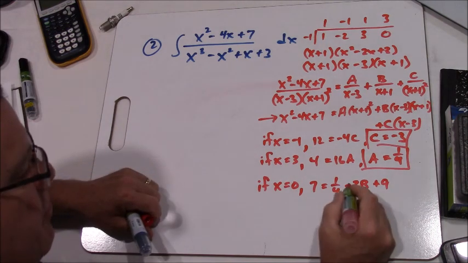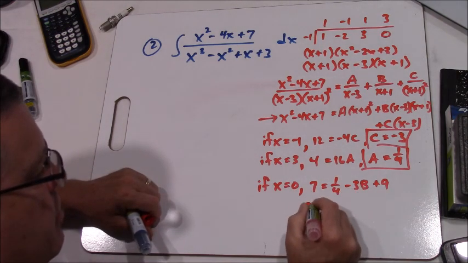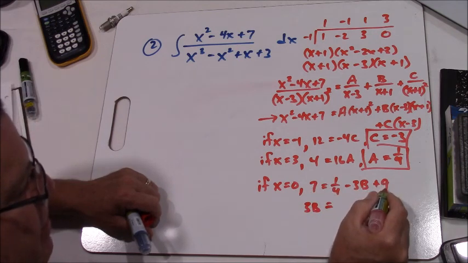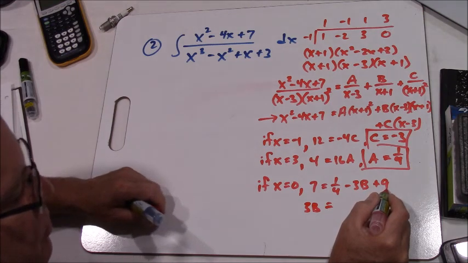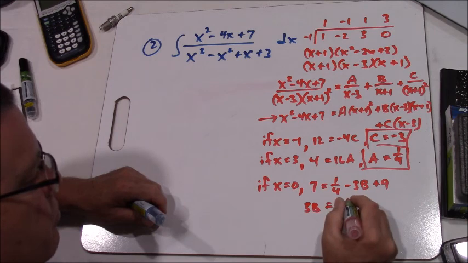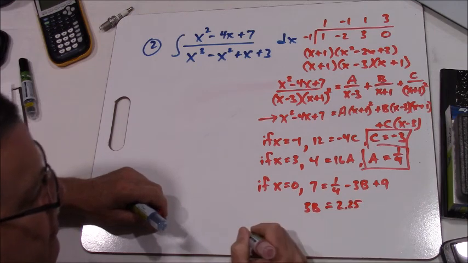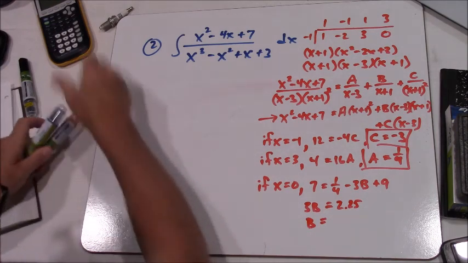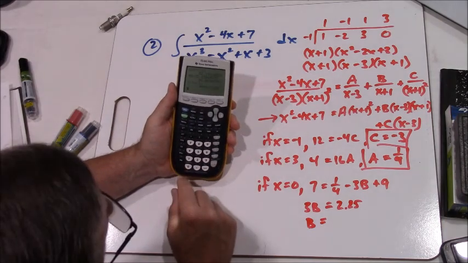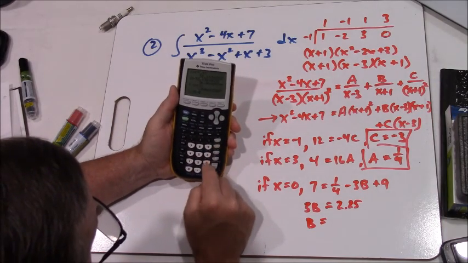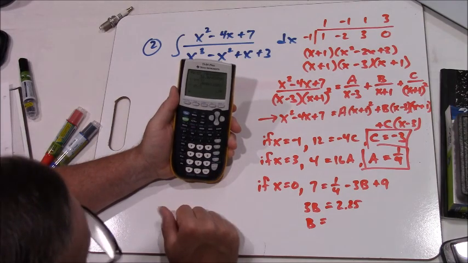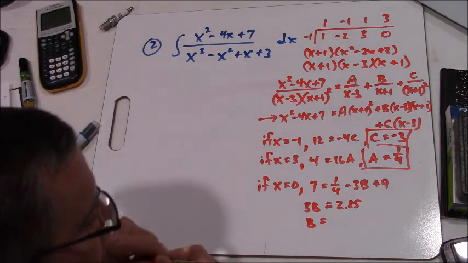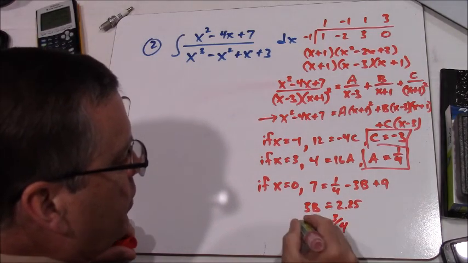All right, so to solve this, I'm going to move the -3B over to this side so that it becomes positive, and I'll move the 7 over here. So when I subtract that, 9 minus 7, that's going to be 2, plus a 4th, I get 2.25, and I'll divide that by 3. So B is going to equal, I'm going to do this the easy way, 2.25 divided by 3. I got 0.75. If I convert that to a fraction, it'll be 3/4.